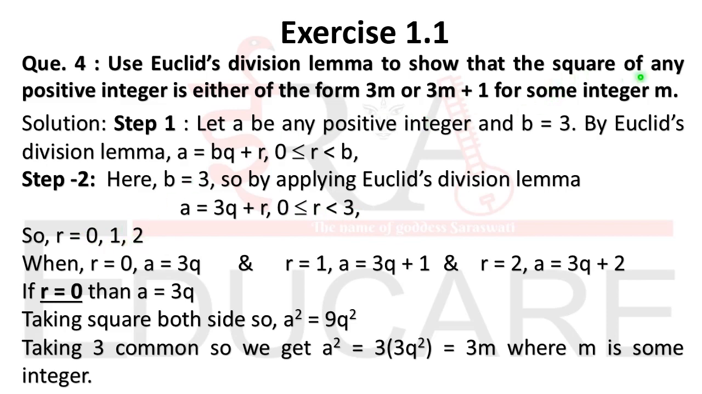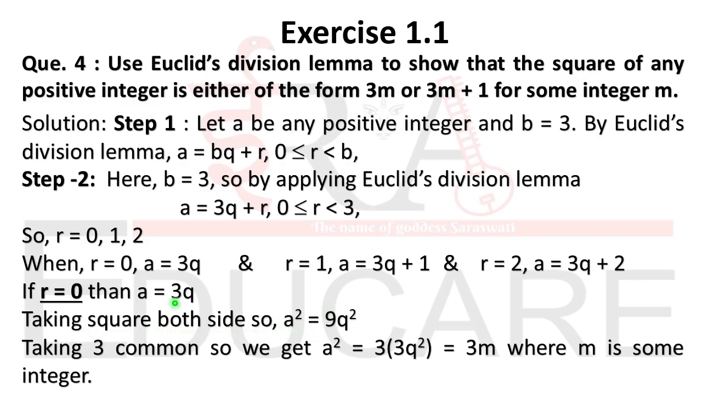Here the square of any positive integer is given, so we have to take that square. In this equation a is equal to 3q plus r, we put 0 instead of r. So you get a is equal to 3q. Now here the word square is used, so we have to square both sides. If here it was cube, then you would have to cube both sides. But here it is square. So taking square on both sides.